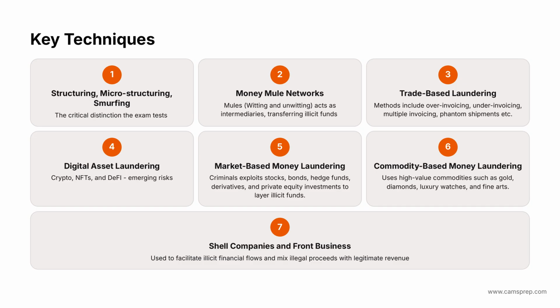First, structuring, microstructuring, and smurfing, breaking transactions into smaller amounts to avoid detection thresholds. Second, money mule networks, using intermediaries, both witting and unwitting, to move illicit funds. Third, trade-based laundering, manipulating international trade documents to transfer value. Fourth, digital asset laundering, exploiting crypto, non-fungible tokens or NFTs, and decentralized finance or DeFi.